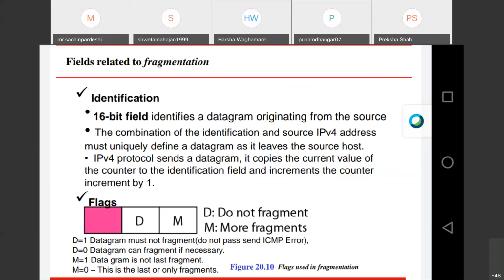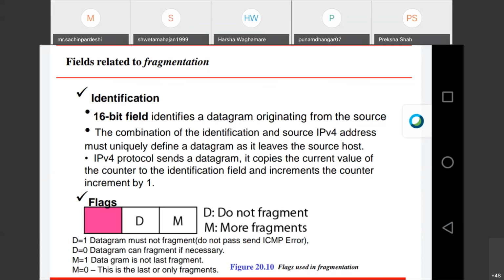So fragmentation we have seen, identification we have seen. Now the third is the flag. In the flag, 3 bits define the flag. The first bit is not used. The next are the D and M bits. D is for do not fragment and M is for more fragments.